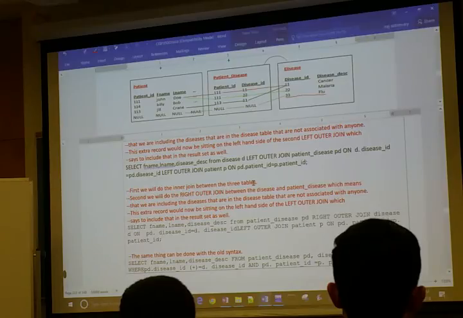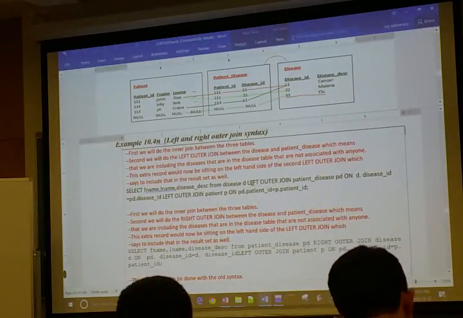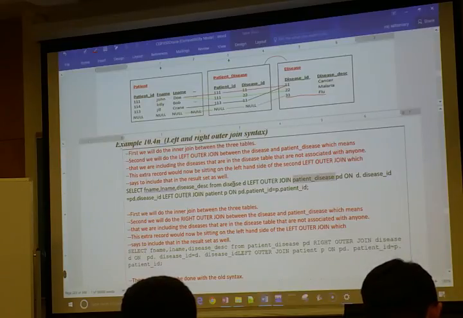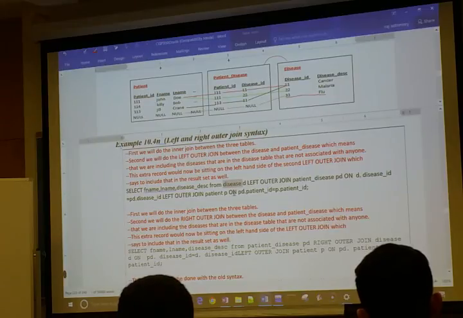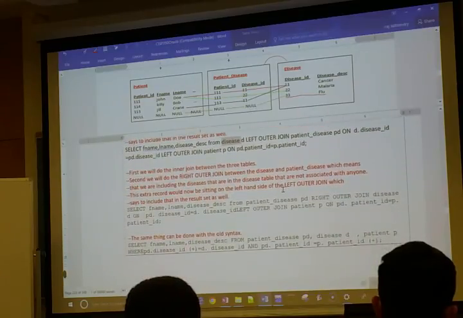Let's go and take a look at this. Now, in this case, you notice we have a disease table, we have the patient disease table. Notice that the emphasis is on disease. And then we also have this patient. Now, at this point, this looks a little confusing, okay? So let's go in and see if we can decipher this.